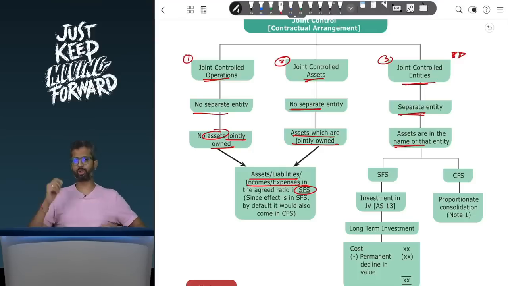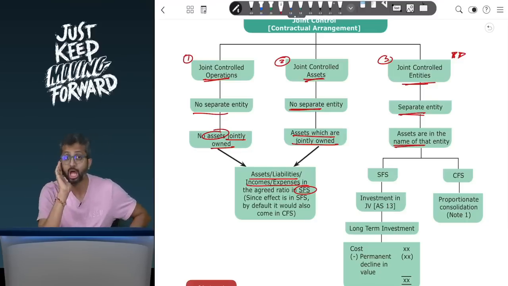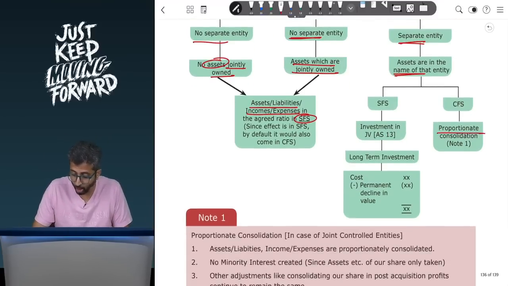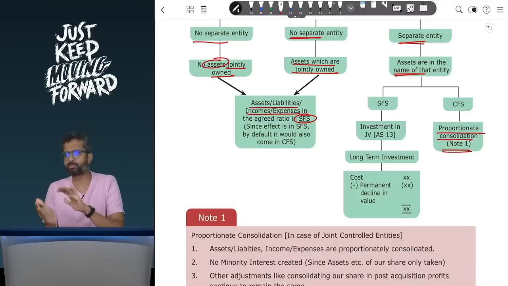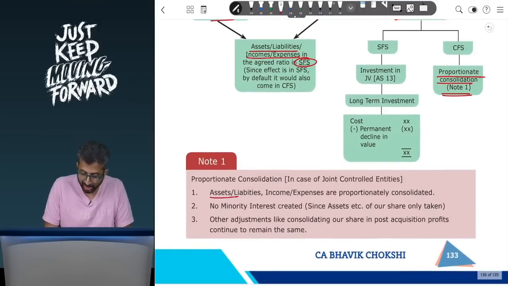In my individual books, I will see investment in my joint venture. In my wife's books, there will be investment in the joint venture. However, if AS27 applies, in my consolidated financial statements, I will follow the proportionate consolidation method. What do you mean by proportionate consolidation? Proportionate assets, liabilities, income, and expenses will be consolidated. There will be no minority interest over here. Other adjustments will continue to remain the same.